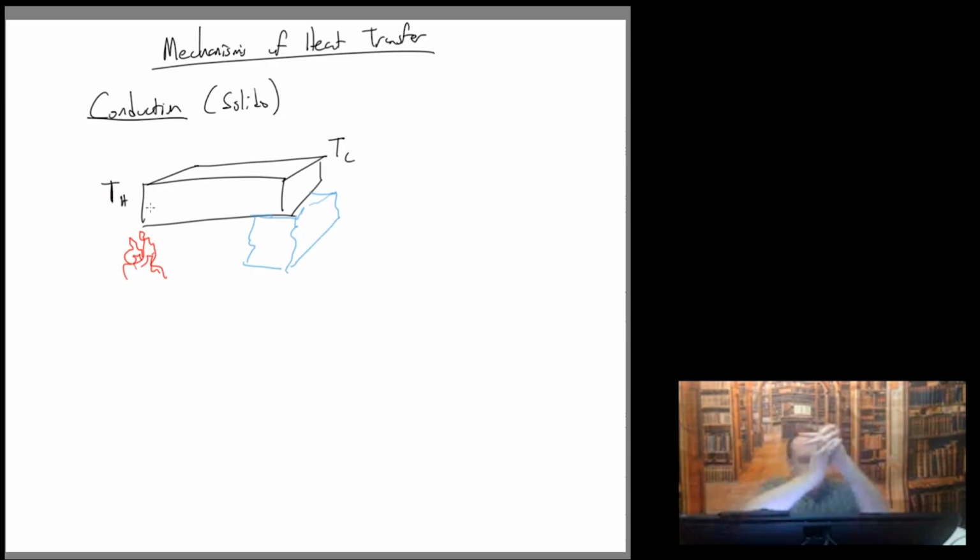vibrating really fast. And their neighbors, they're connected via these spring-like forces. And so they start to kind of pick up the vibrations and they start going faster. And then their neighbors start picking up the vibrations. And so the heat travels through the matter through these vibrations.